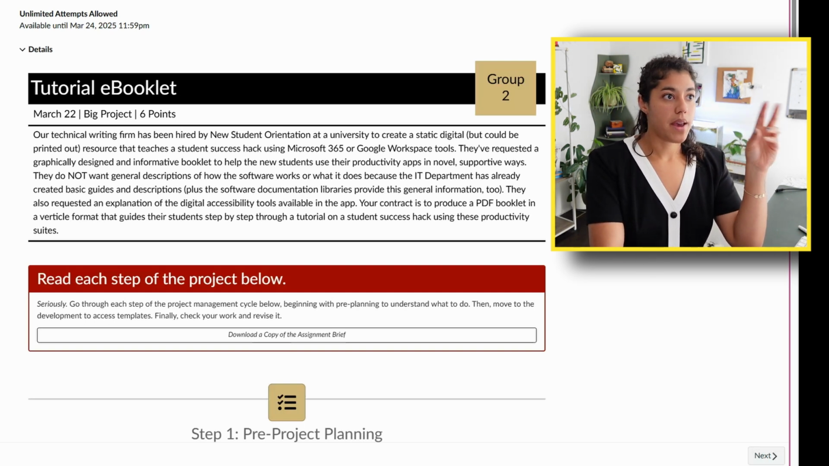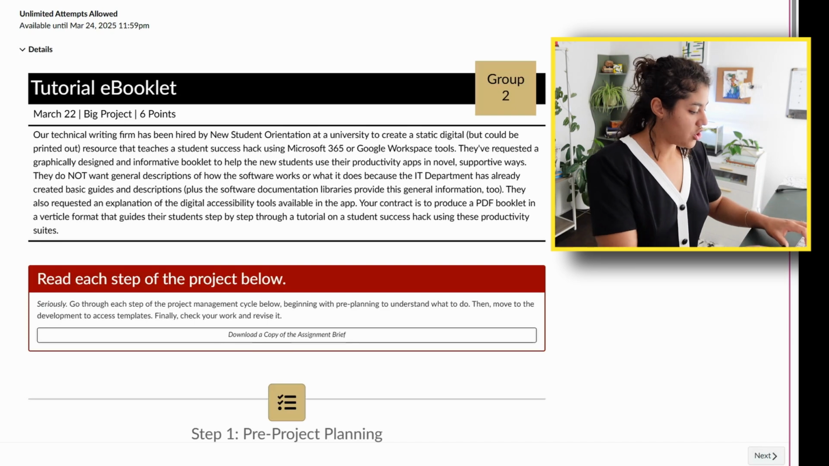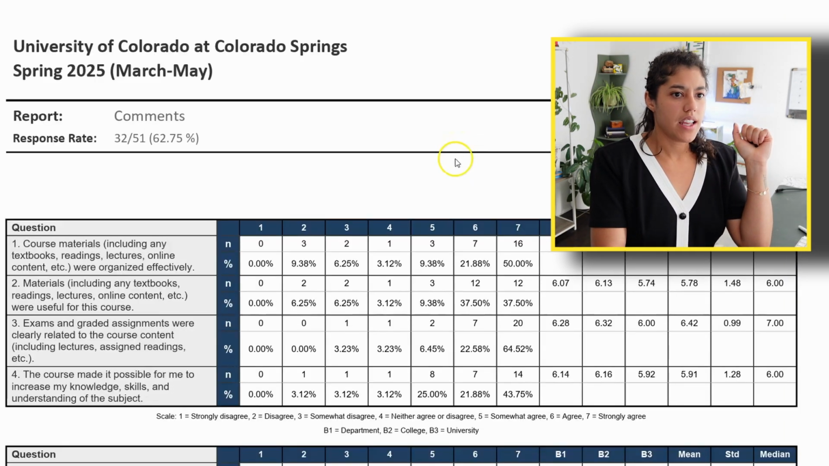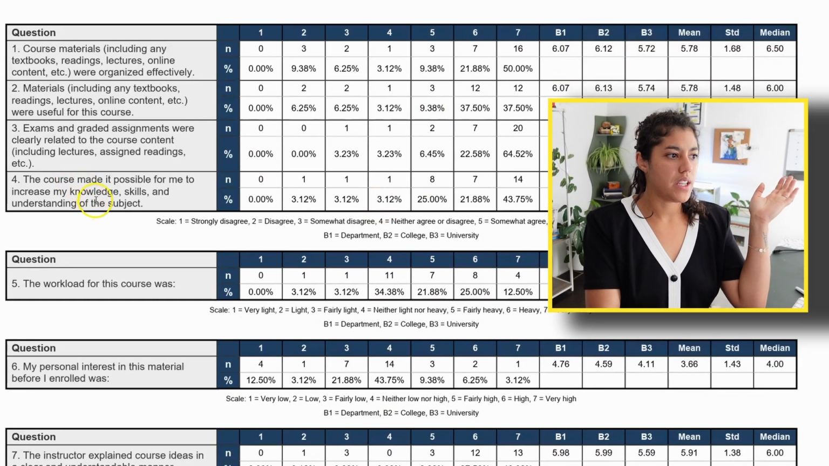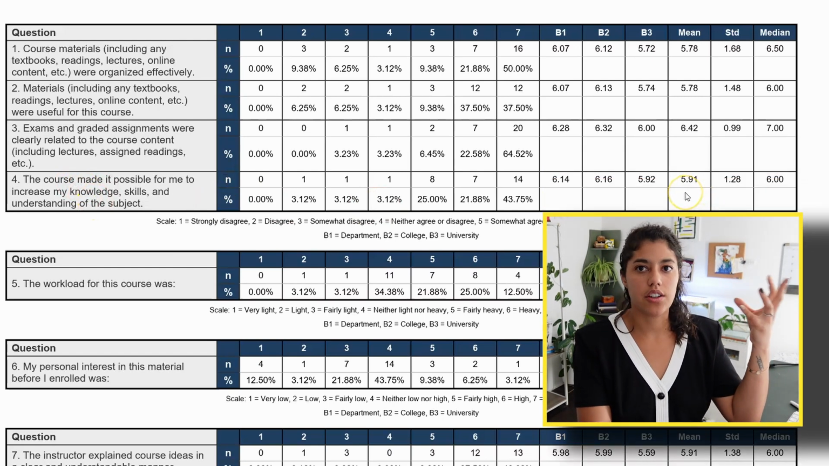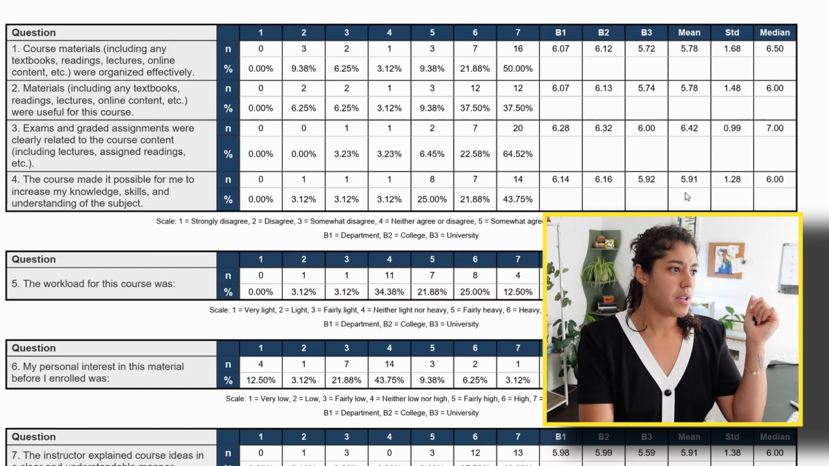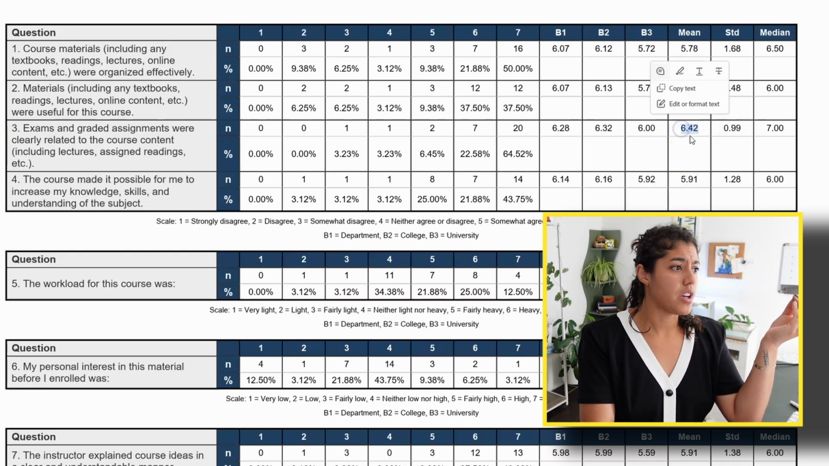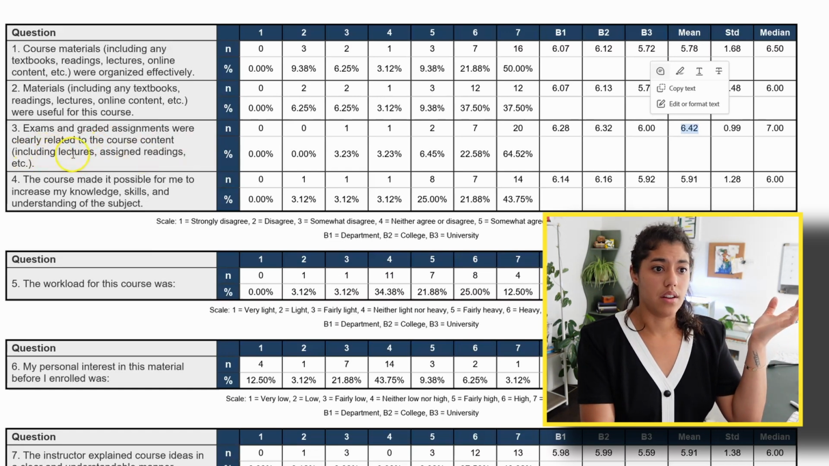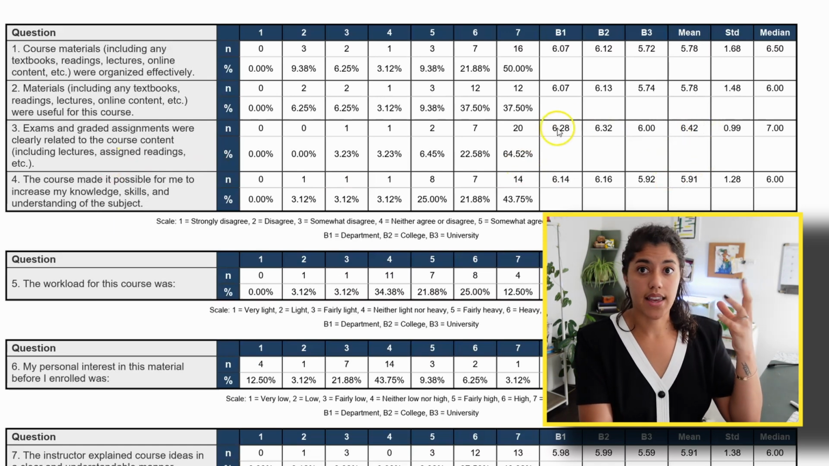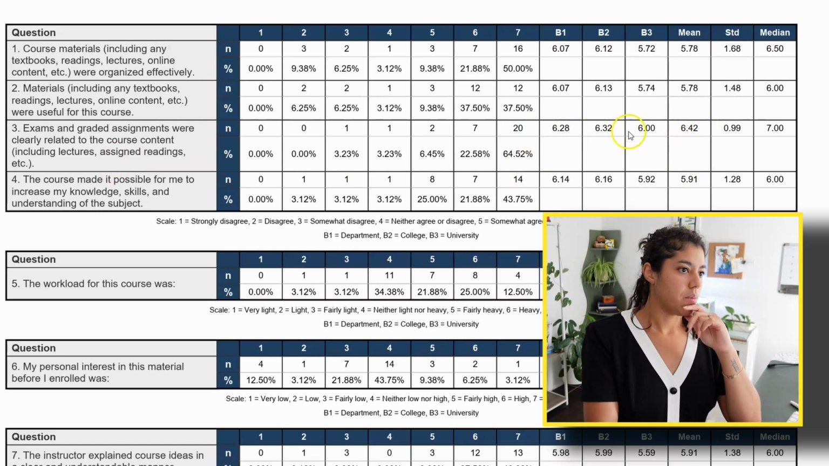I did have really good feedback from the course evaluations. Right. They felt like, yeah, they made it possible for me to increase my knowledge, skills, and understanding, and I attribute that to the way I set up the projects to align very specifically with different pieces of content. I'm really happy. I have very high marks with exams and grade assignments were clearly related to the course content. So I'm extremely proud of that mean score and it being quite high compared to the rest of my university. So I'm really excited.